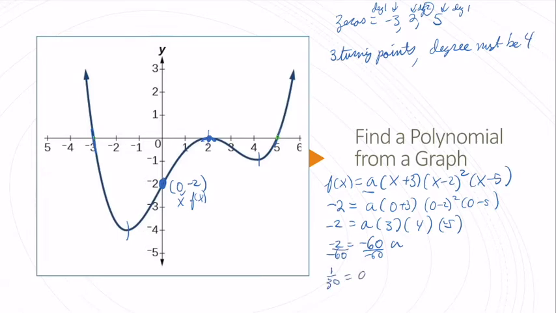So I can rewrite my function as f of x equals 1/30th times x plus 3, x minus 2 squared, x minus 5. And if I wanted to get this in standard polynomial form, I could FOIL that all out. But for the sake of time and the fact that I know you know how to multiply, I'm going to leave that up to you.